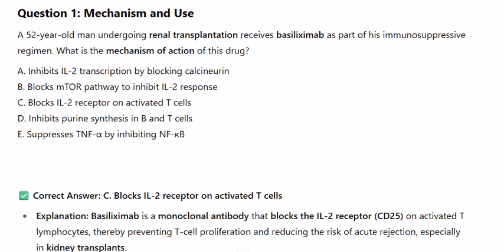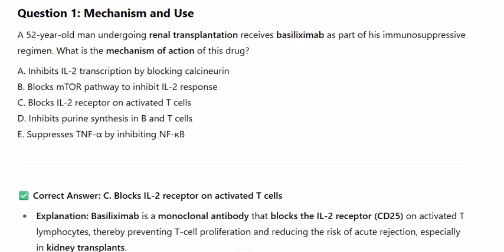A. Inhibits IL-2 transcription by blocking calcineurin. B. Blocks mTOR pathway to inhibit IL-2 response. C. Blocks IL-2 receptor on activated T cells. D. Inhibits purine synthesis in B and T cells. E. Suppresses TNF-α by inhibiting NF-κB. C. Blocks IL-2 receptor on activated T cells.